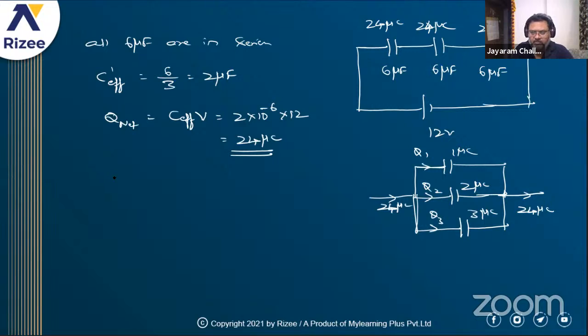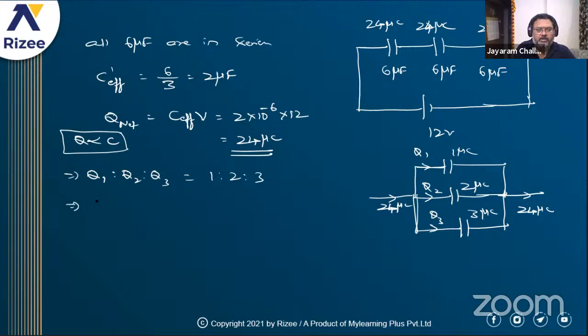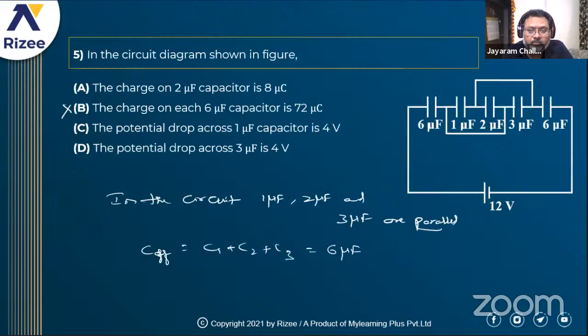Since potential is the same, we can find out the charge value. From this relation, charges Q1 is to Q2 is to Q3: we know that in the parallel condition potential is constant, so charge will be proportional to capacitance. That should be equal to 1 is to 2 is to 3. So Q1 is one part out of six parts, and the total charge is 24 microcoulombs. This will be equal to 4 microcoulombs across the first capacitor.